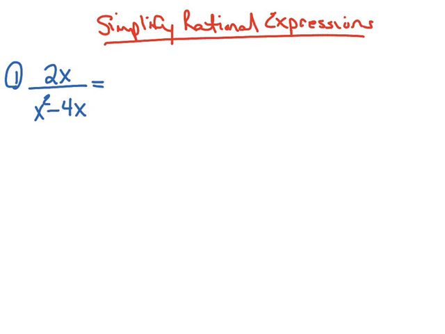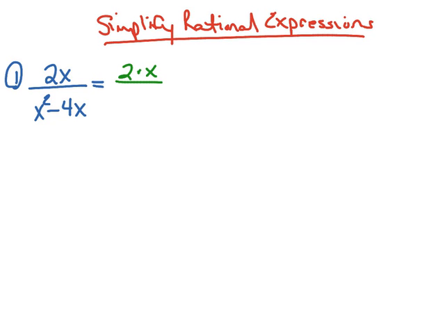Alright, we're going to look at some examples of simplifying rational expressions. The first one is 2x over x squared minus 4x. First we want to take the numerator and find the factors of 2x, which in this case are 2 and an x, because 2 times x will give me a 2x.